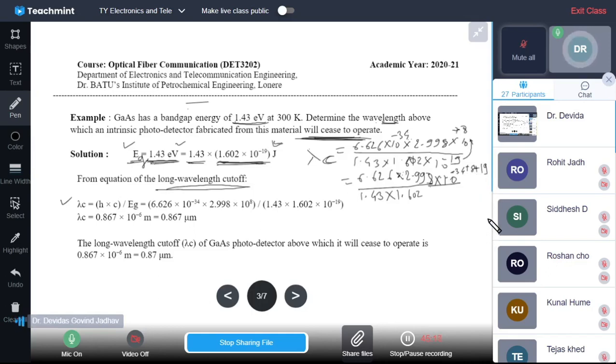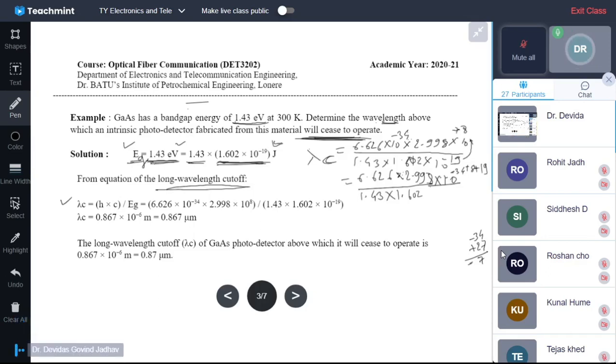8 plus 19 is 27. So minus 34 plus 27, how much is it? Minus 7. Minus 34 plus 27 is minus 7, so 10 raised to minus 7.